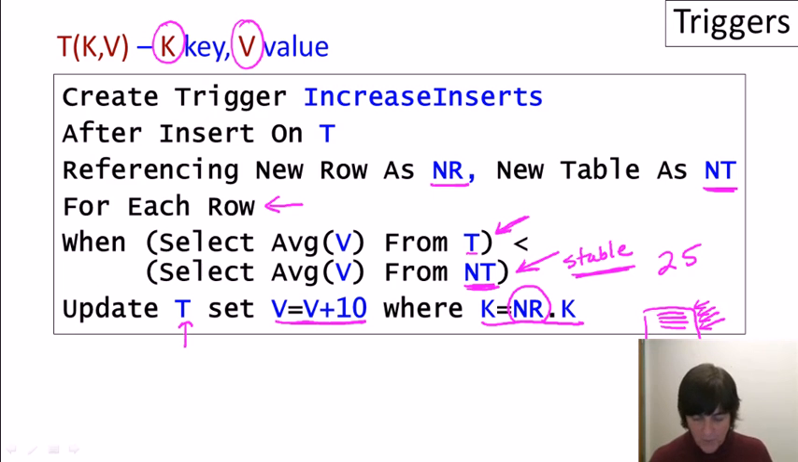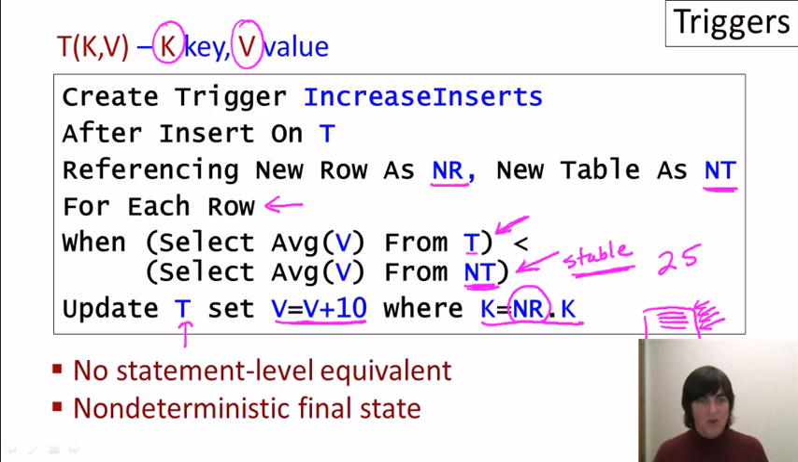There are a couple of things I wanted to point out specifically with this trigger. One is that there is no statement level equivalent of this trigger. If we tried to write this without the for each row, we could never get the same behavior, because what we're doing is looking at each row one at a time and deciding whether to increase its value. So we might increase the value for some subset of the rows, but not all of them, and it would not be possible to do that with a statement level trigger.